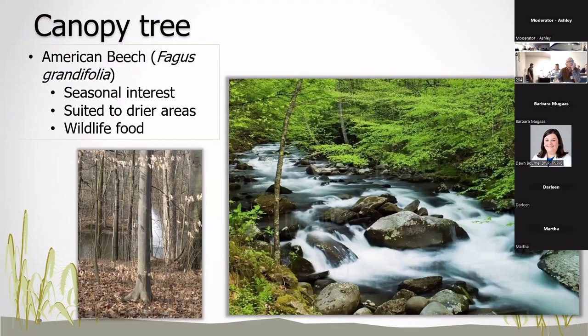American beech is another pretty one. Seasonal interest. It's suited to drier areas. This is one that will take some shade. This one will actually take some shade. It's kind of happy, and it's a wonderful source of wildlife food.